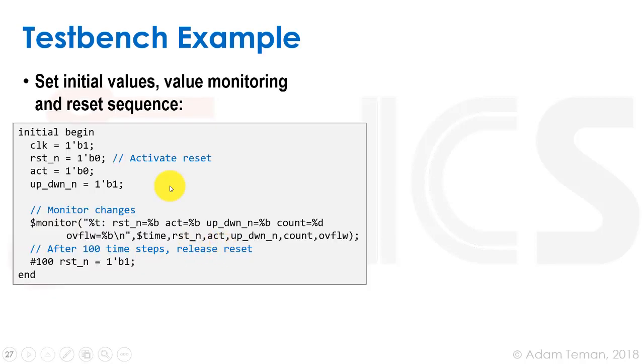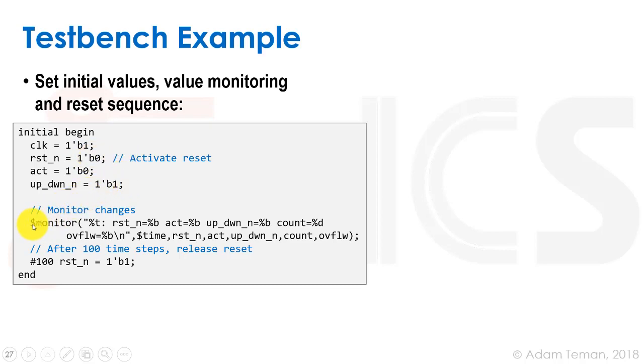Okay, now we'll start our simulation. We should initialize different values. We'll start clock high, we'll start reset low, we'll start activate low, and we'll start up, down, high. It didn't really matter how we would start these. We have to reset and release the reset.